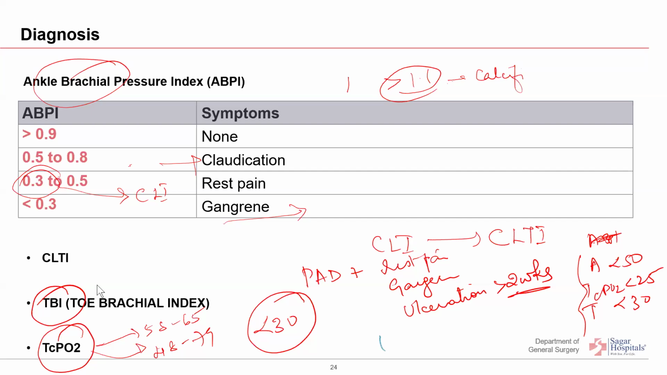Another common thing which you mentioned, CLI. So what is chronic limb ischemia and what is critical limb ischemia? Are both the same?